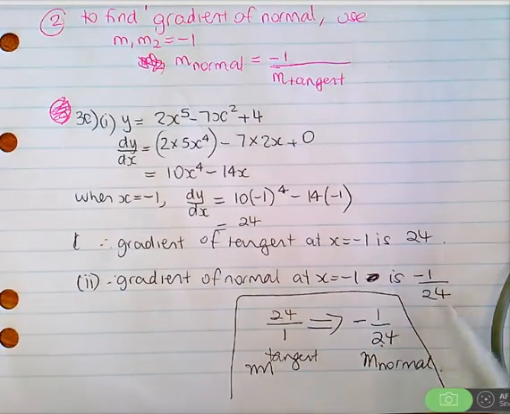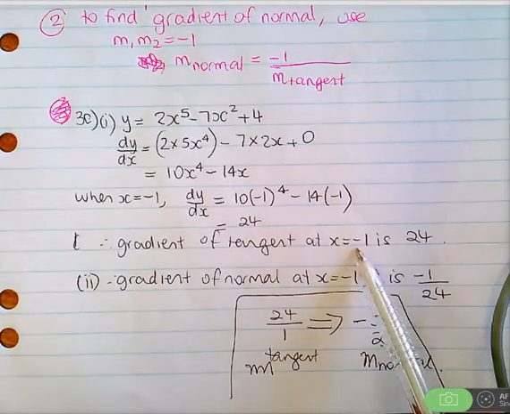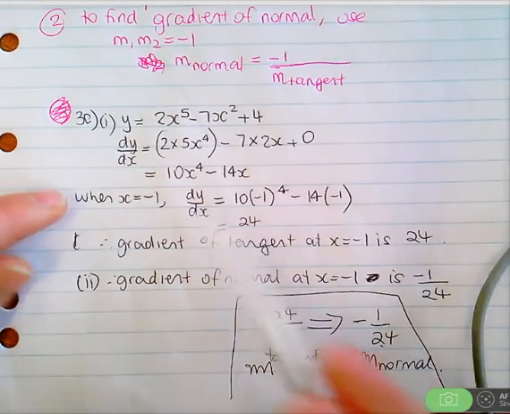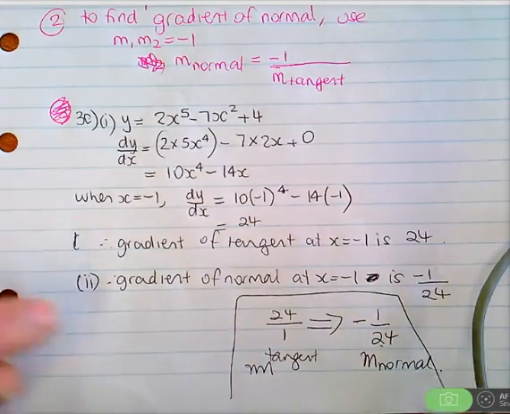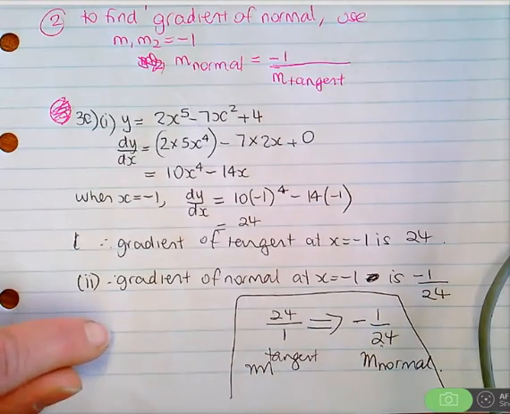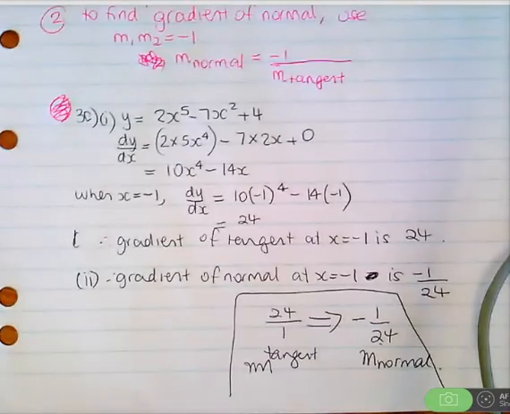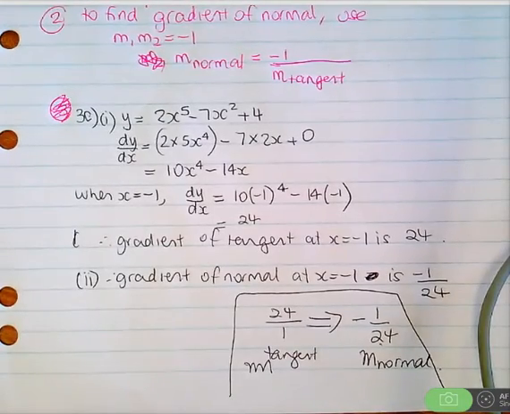So gradient of tangent is 24 when x equals -1. You have to have substituted and found the gradient of the tangent first. Not just the gradient function, you've got to do the substitution of your x value first, get the gradient of the tangent, and then just flip it and put a negative. Find the negative reciprocal. Okay? All right, we're now going to do another question, just taking this one step further.